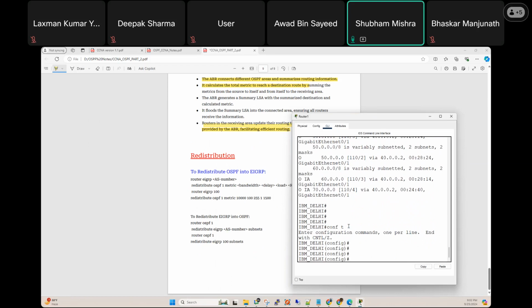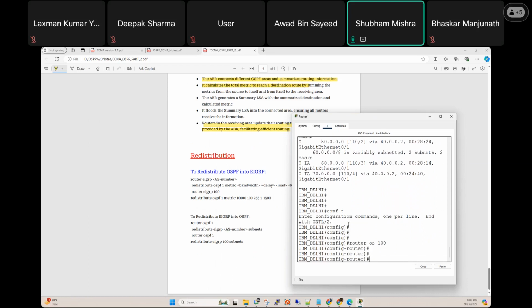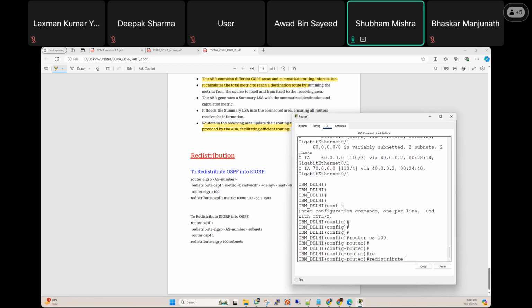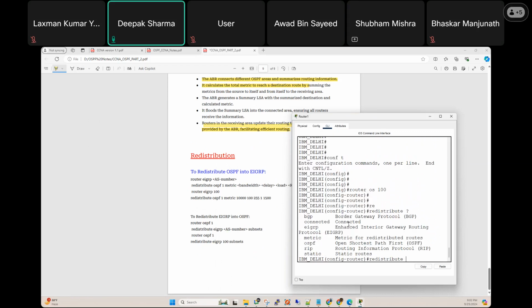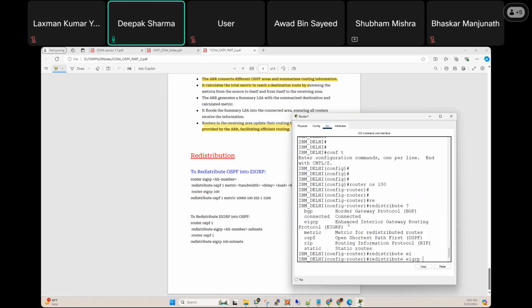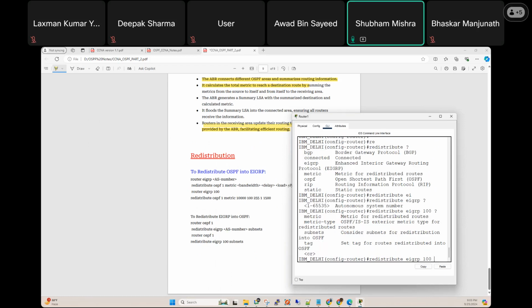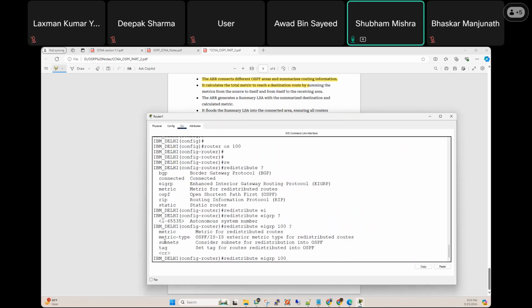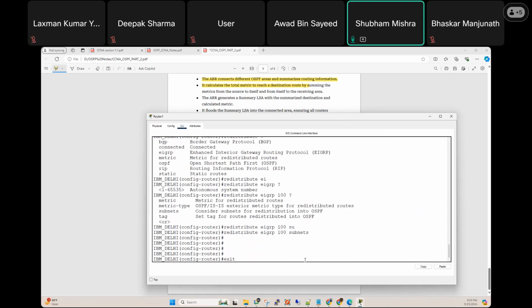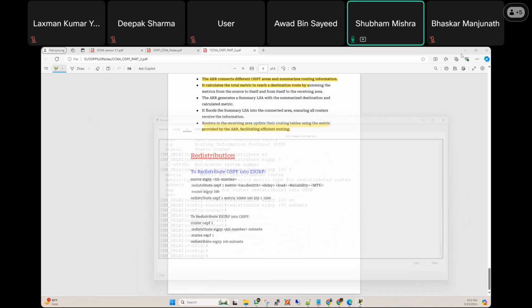So which OSPF are we using, guys? Router OSPF 100 we are using here. Now redistribute, then question mark. Which one do you want to advertise? EIGRP. Again press question mark. It is asking for the AS number. Which AS number are you using in EIGRP? 100. Press the question mark and here you get two things, metric or subnet. So please write subnet. That's all.